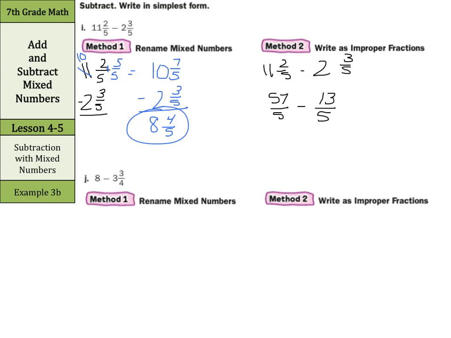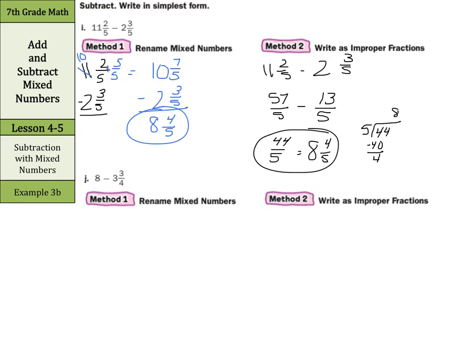I already have common denominators with the fifths, so now I just need to subtract. 57 minus 13 is 44/5. Now, though you may remember how to get a larger improper fraction back into a mixed number by dividing: numerator on the inside, denominator on the outside. 5 goes into 44 8 times, and you're left with 4. So this is 8 and 4/5. And of course, you get the same thing.